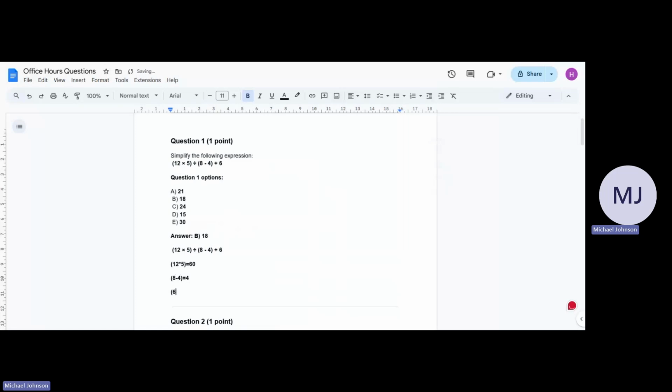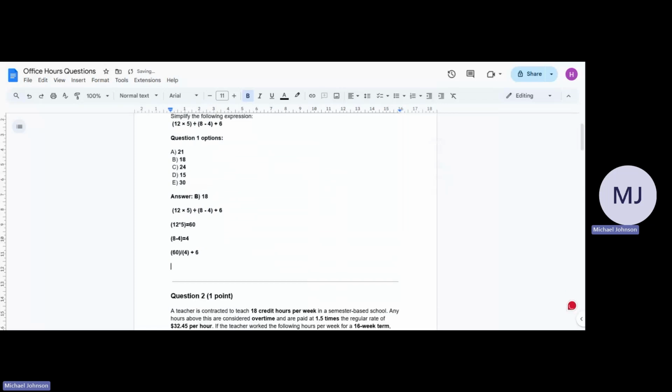So now the brackets will be 60 divided by 4 plus 6. And then we have to divide here. 60 divided by 4 is 15 plus 6. And then we would get 21 in this case. So the correct answer is actually 21 in this case. So A, 21 is the right answer.